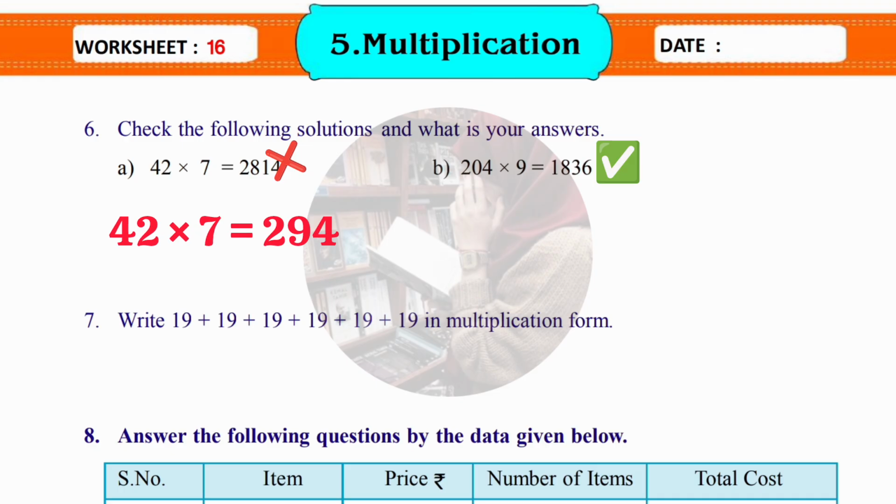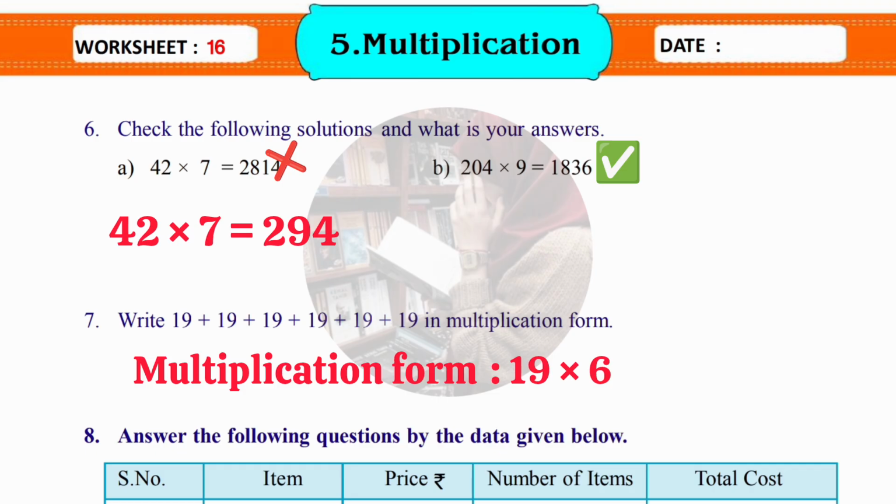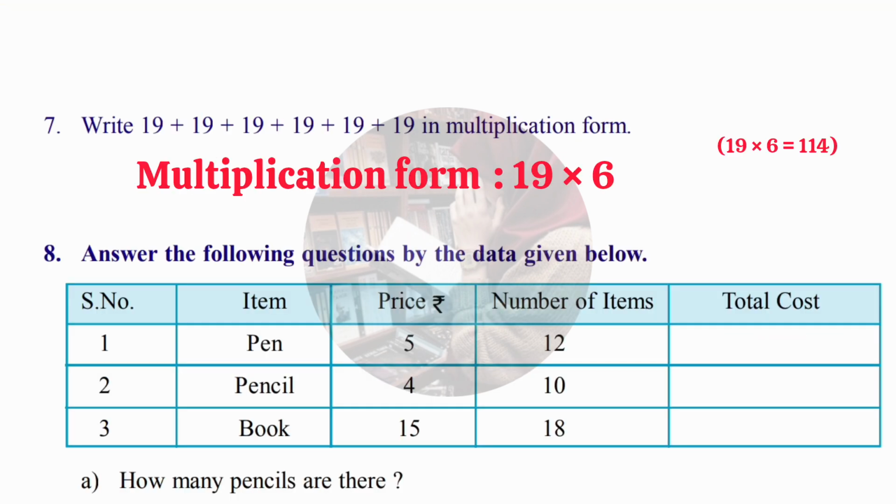Okay, let's see the seventh question, which is: write 19 plus 19 plus 19 plus 19 plus 19 plus 19 in multiplication form. Okay, this one we have to write in multiplication form. How many 19s are there? There are a total of 6 nineteens. So write down the multiplication form: 19 multiplied by 6. They didn't ask you the answer. If you want, you may just write it down. It's good. So 19 multiplied by 6 is 114.